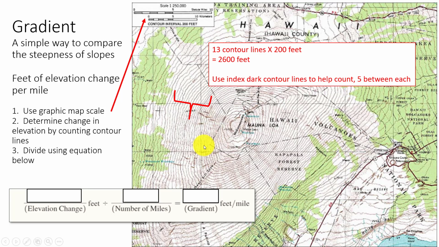So for this map example, in the red area that I've shown here, there are 13 contour lines, and each one is 200 feet. So that's a total of 2,600 feet, and that would be your change in elevation. A couple of tips: use the dark lines to help you, and just be careful and slow about it, counting each one. If you were to give me an answer that was 1 or 2 or even 3 contour lines off, I'm not going to mark you down. This can lead to user error, certainly, but I want to make sure that you do understand the procedure, so that's what I'll be looking for.